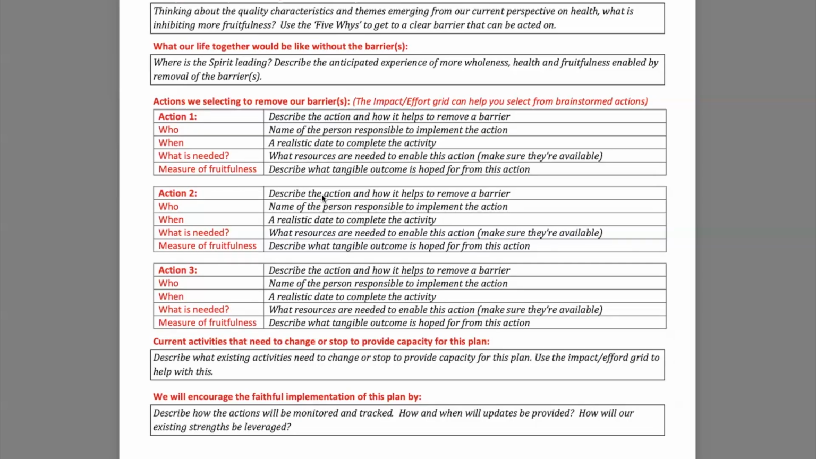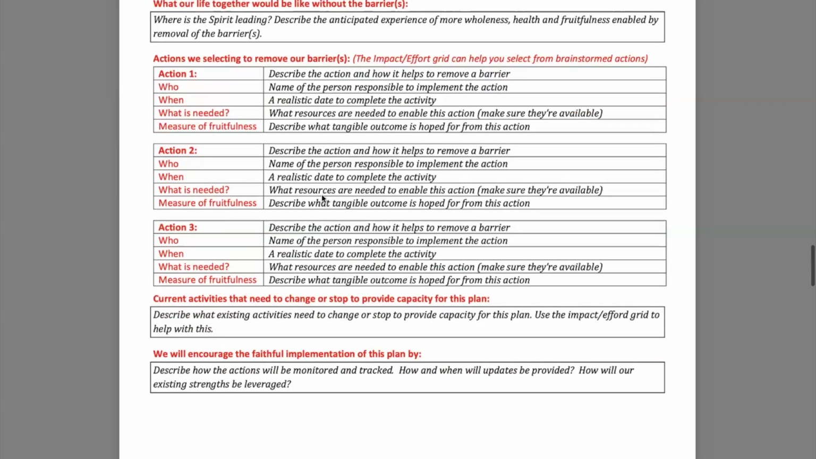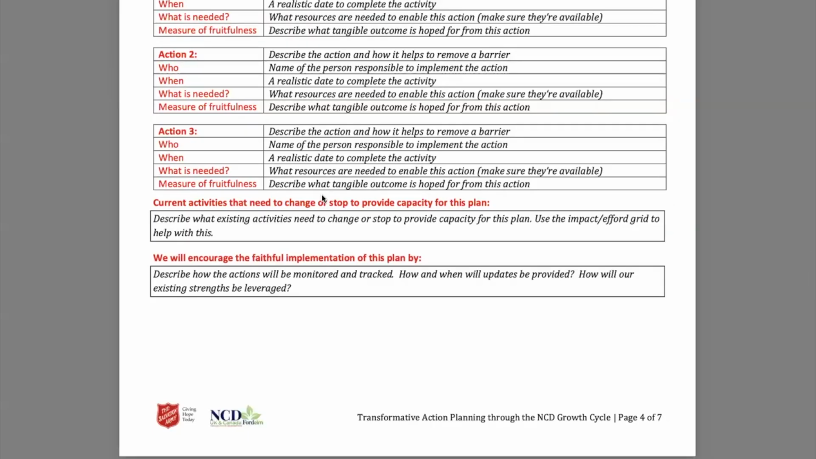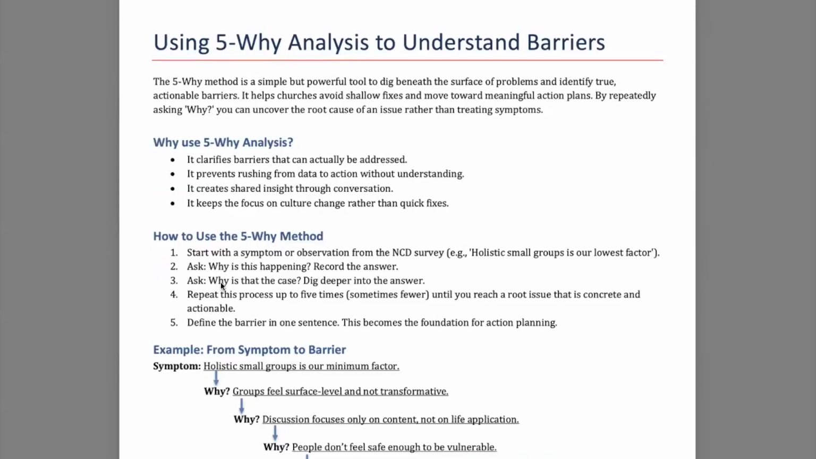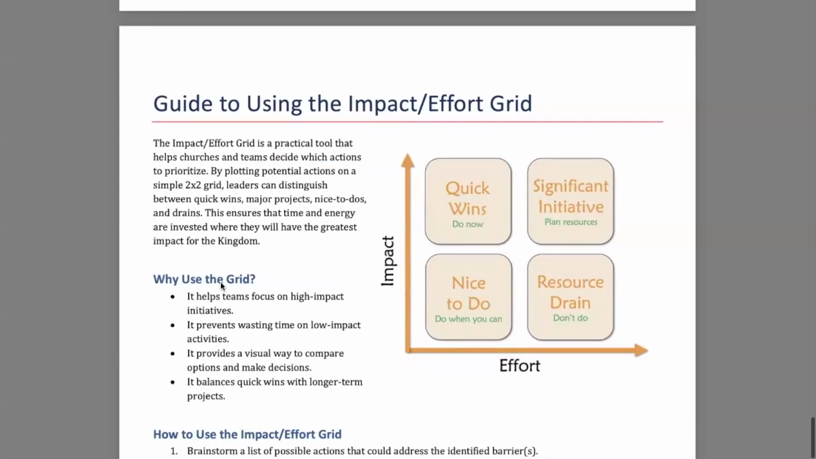You can tailor this to suit your context. There's a spot to identify what might need to stop or be changed in order to create capacity to implement the plan. How will actions be monitored and tracked? When will updates be provided? And how will we leverage our existing strengths? There's additional guidance and instructions, including links to some helpful videos, and a description of how to use 5 why analysis to understand barriers, and a guide to using the impact effort grid to prioritize actions.